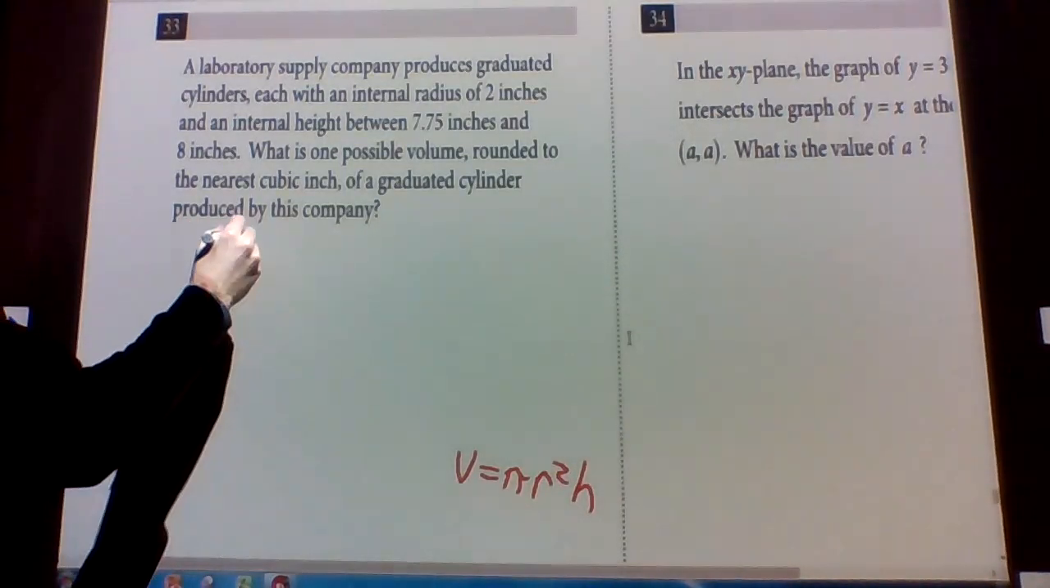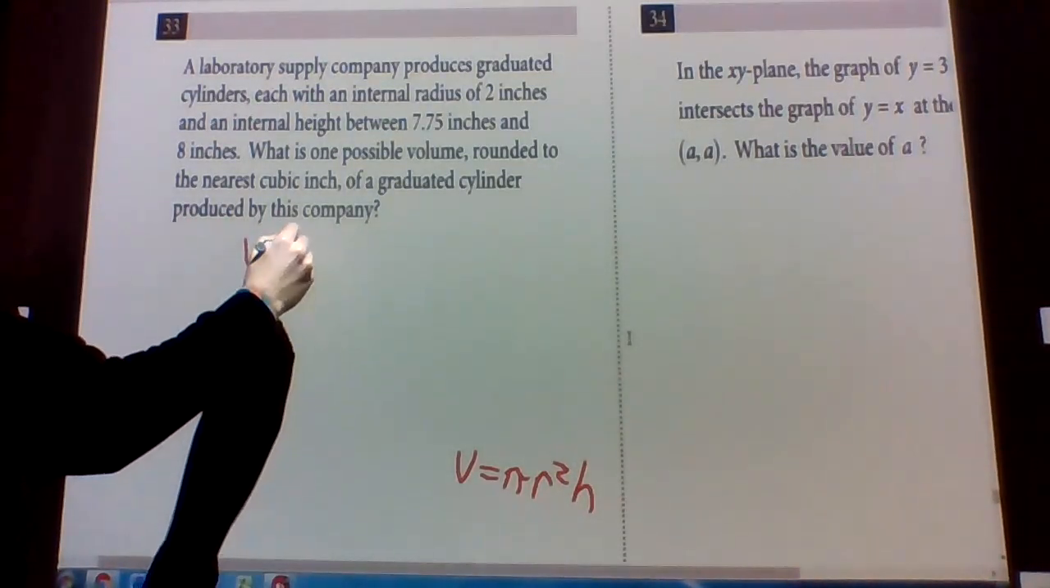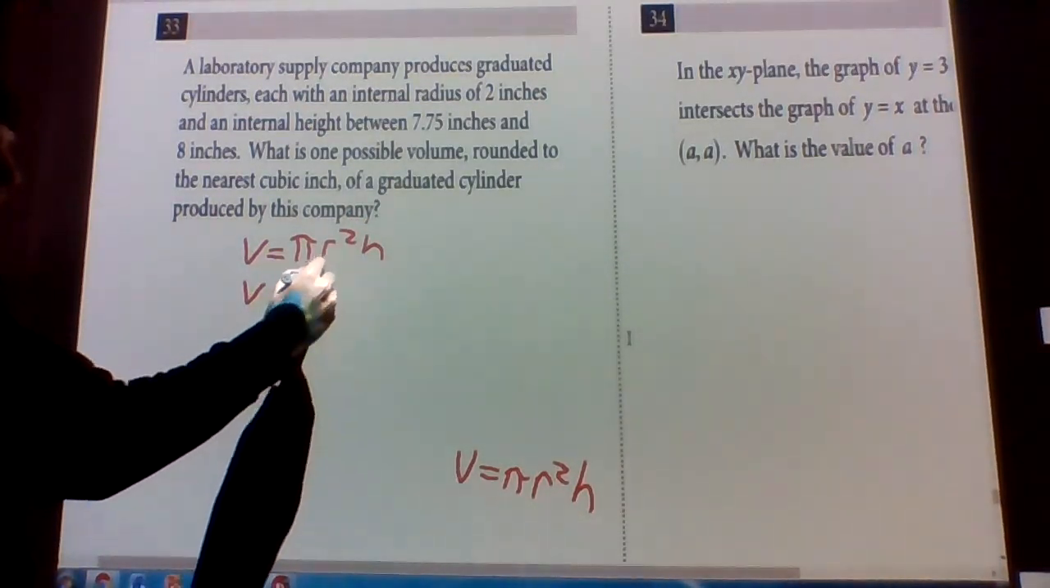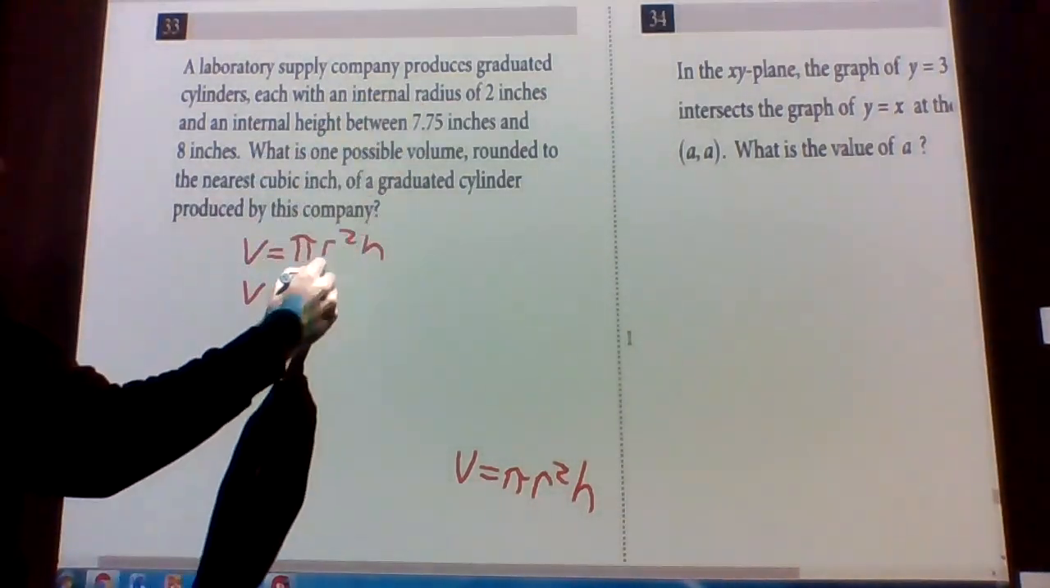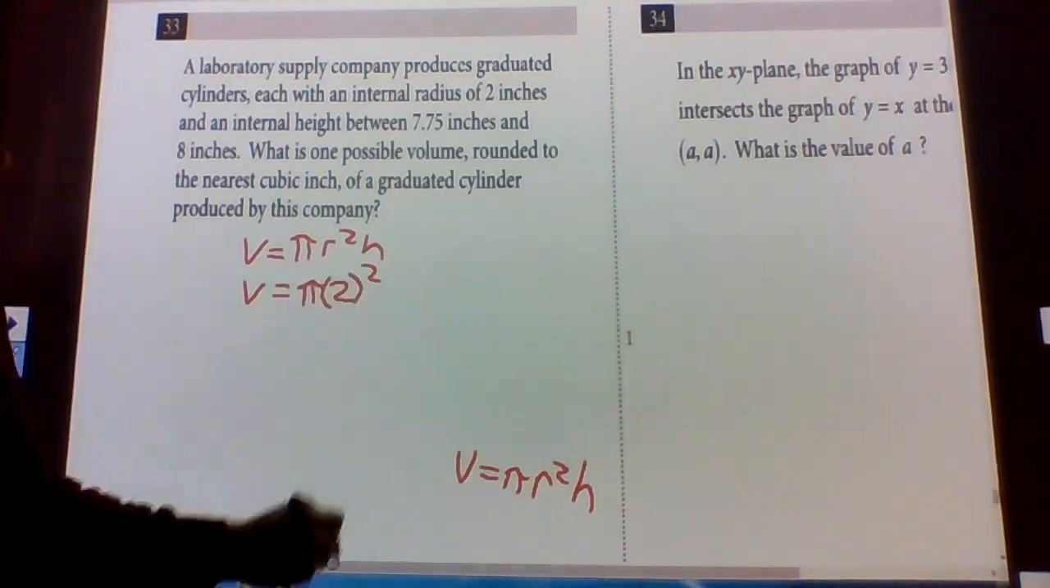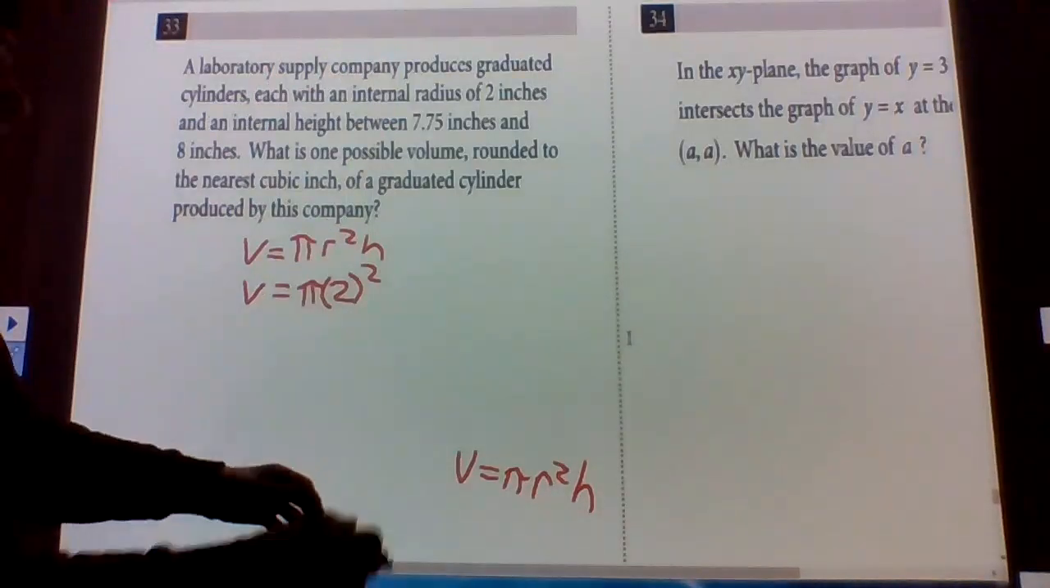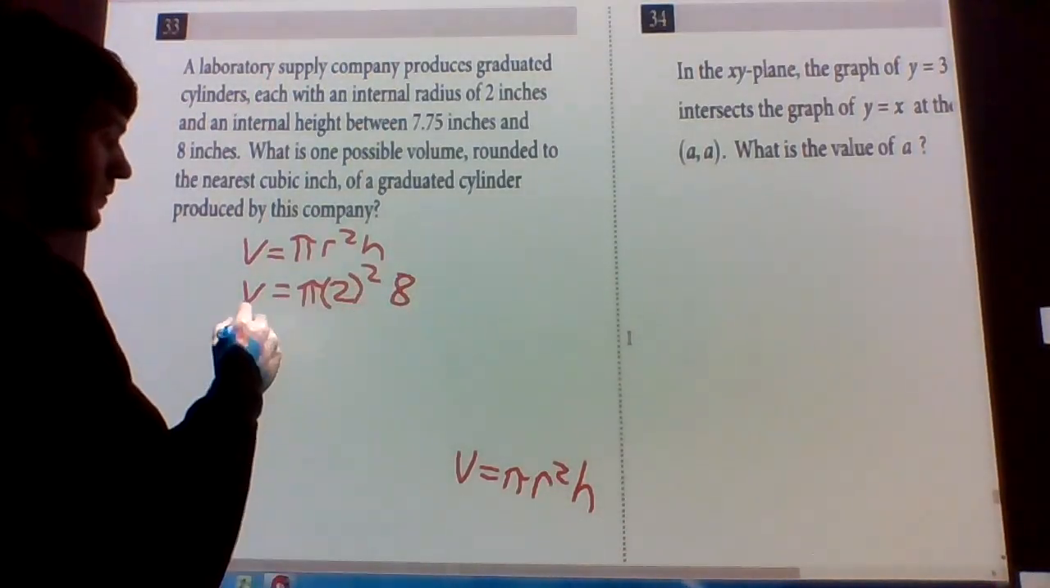Okay, pi r squared h. So volume equals pi. Radius, it told us, was 2. Height, pick anything between those two numbers. What's the possible value? Just pick one of those two. I'm going to pick 8. And I'm going to put it in my calculator.